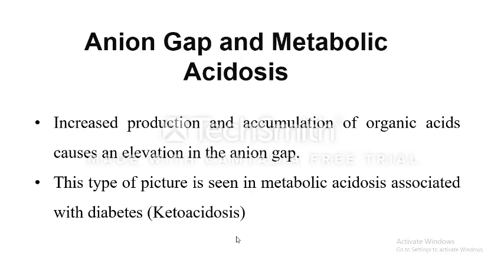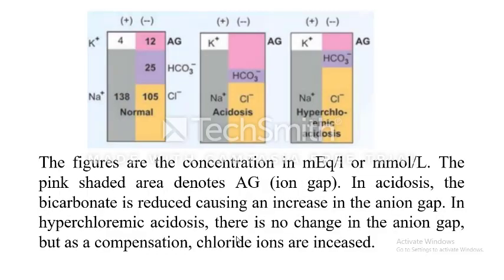Anion gap and metabolic acidosis, how are they related? Increased production and accumulation of organic acids causes an elevation in the anion gap. This type of picture is seen in metabolic acidosis associated with diabetes. Here you see the pink part is showing the anion gap. In the normal case it is 12, while in the case of acidosis it becomes high, and in hyperchloremic acidosis, here you see the anion gap is this much.